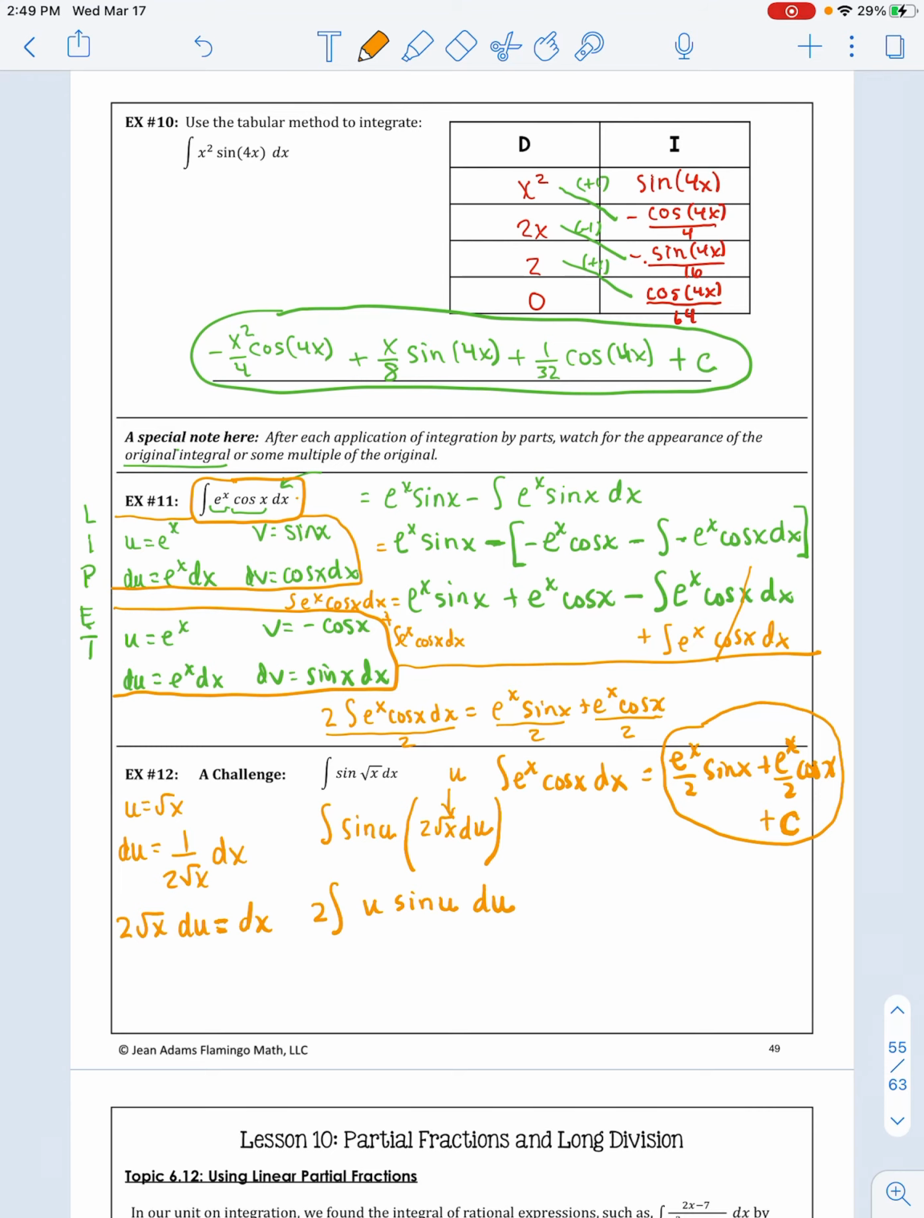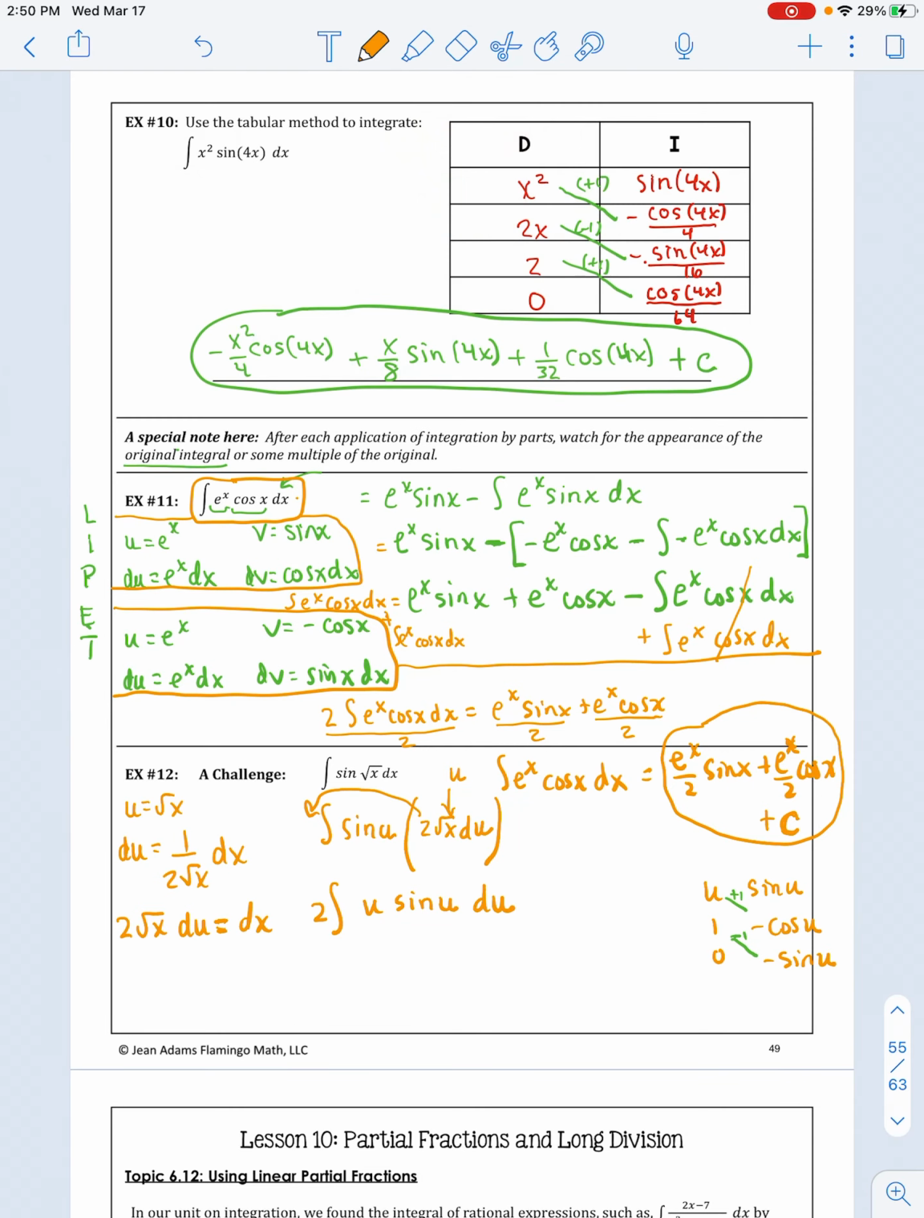Because I basically just replaced this with a u. I brought the 2 out in front, and I put the u in front of the sine. Now, I could use tabular here. u, 1, 0, sine, negative cosine, negative sine. And then positive 1, negative 1.